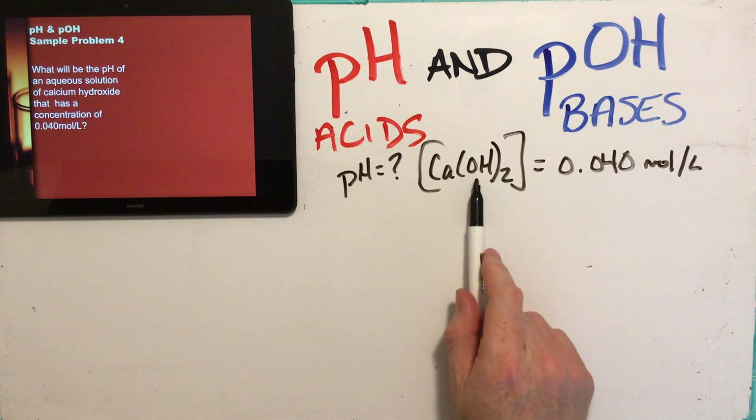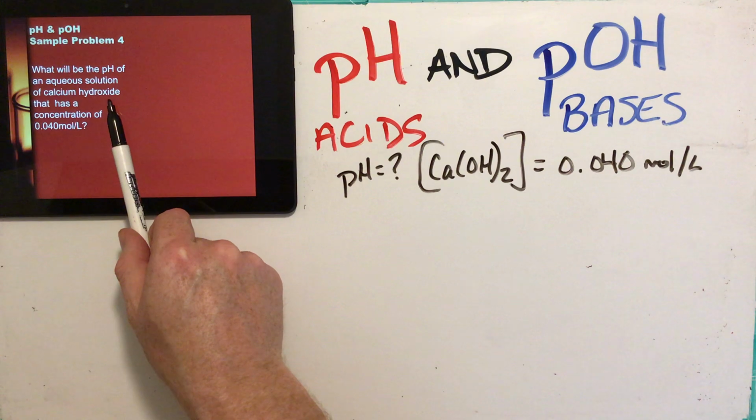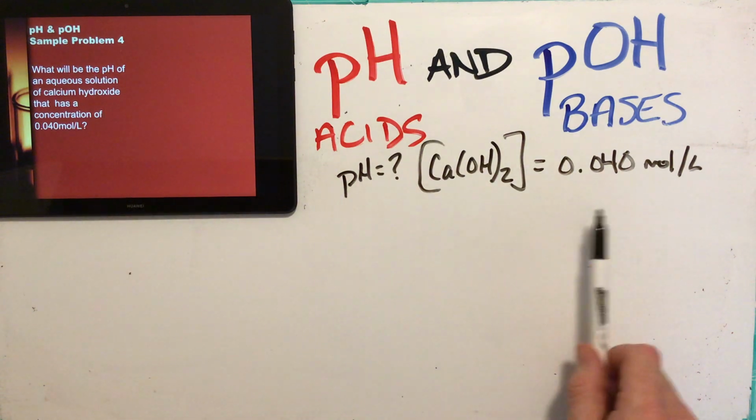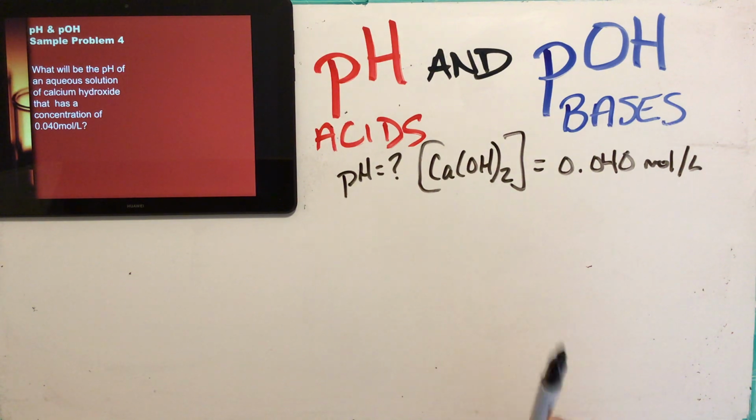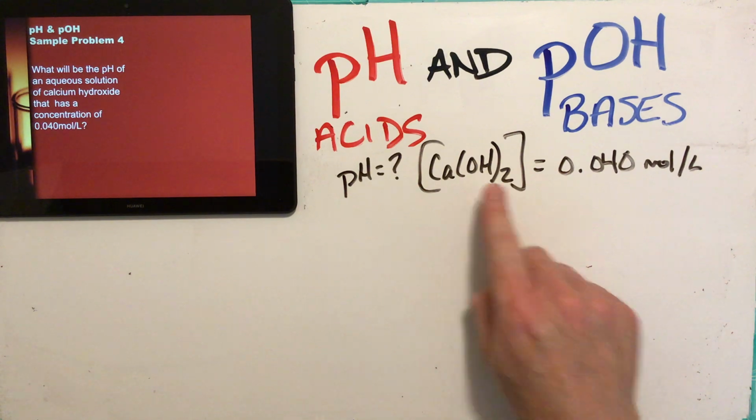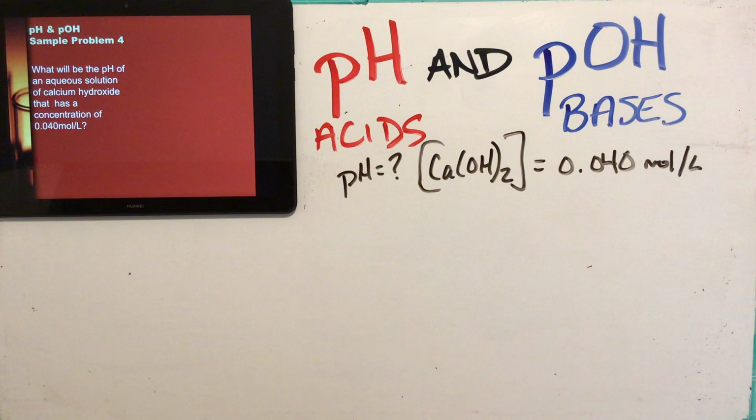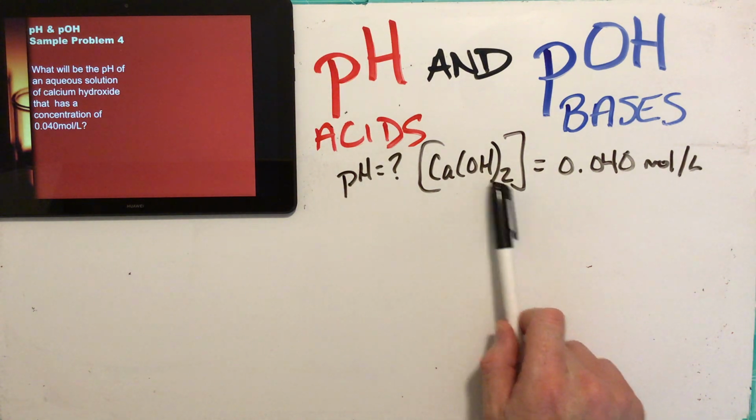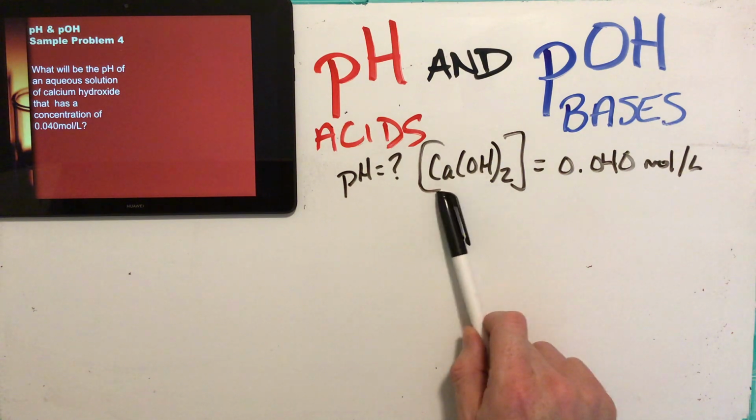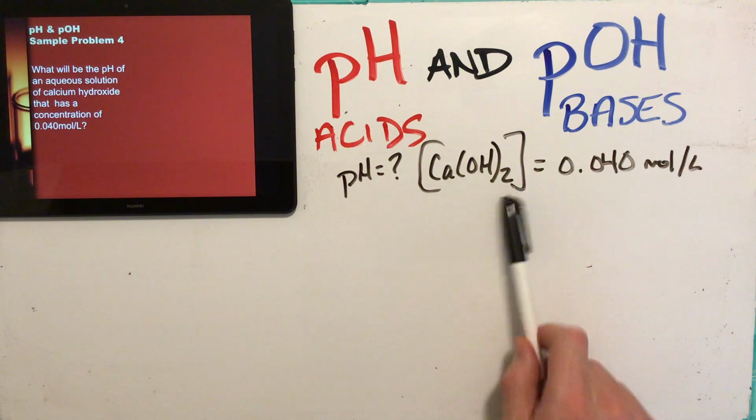It doesn't say hydroxide concentration. It says calcium hydroxide has the concentration. So this concentration is of this. It's not of hydroxide. I can't put this into pOH right away because this value is not for the OHs. It's for the calcium hydroxide. And if I look at it, if I have one of these molecules, I have 2 OHs. If I have 10 of these, I have 20 OHs. Every molecule has 2 OHs.